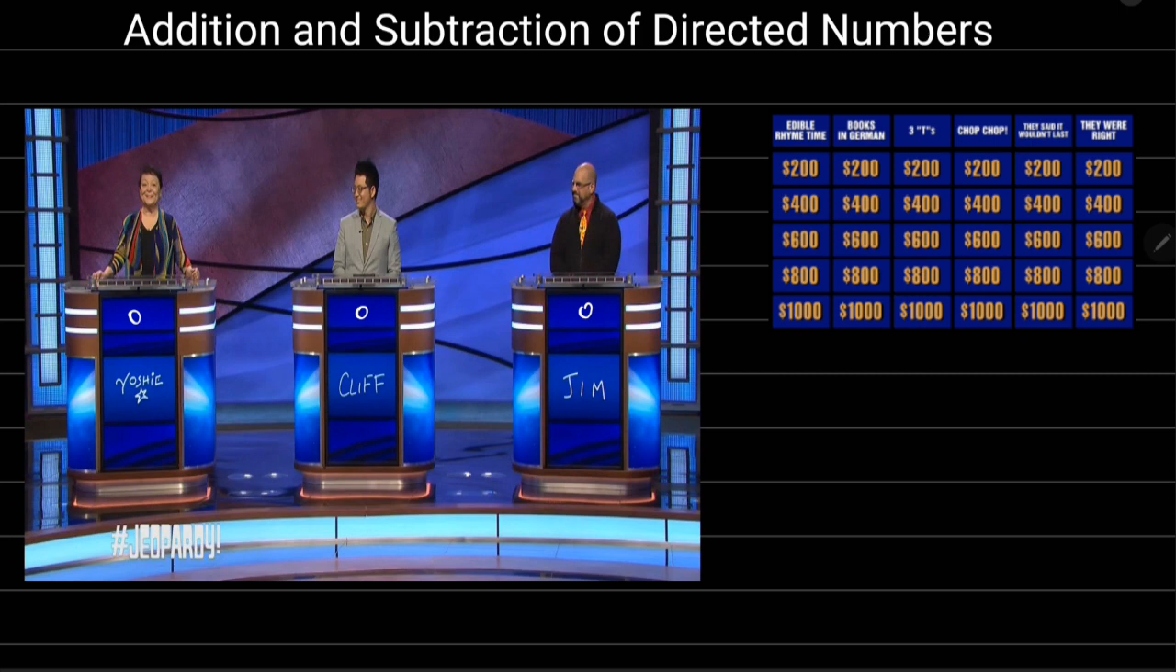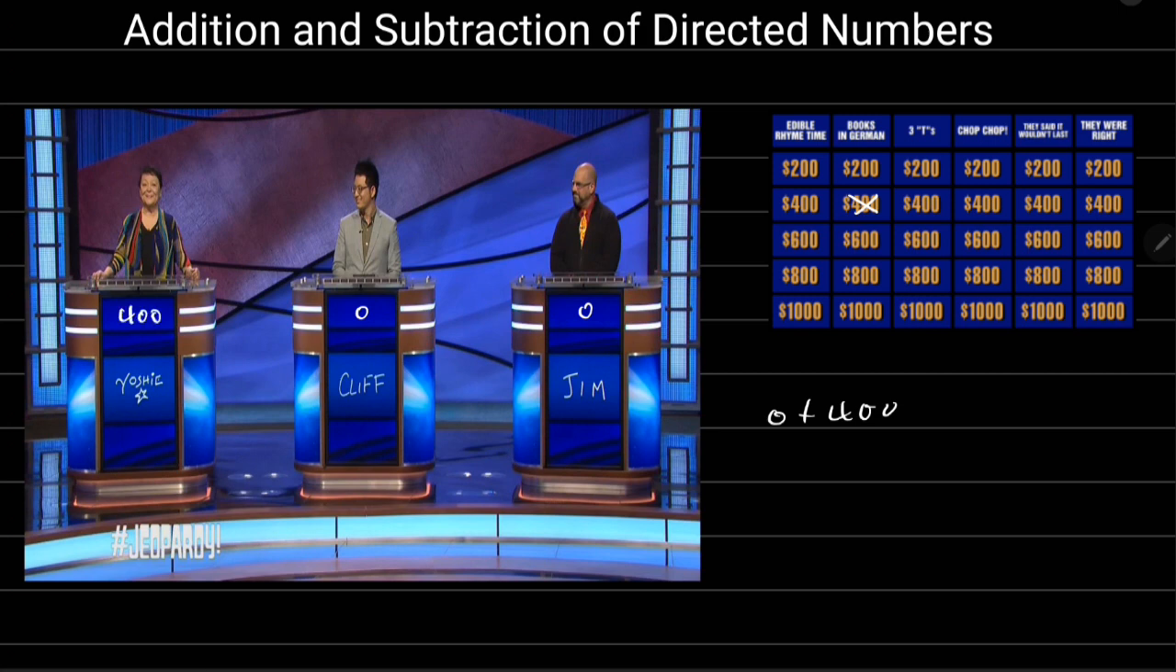Let's have Yoshi. Yoshi is the star of this Jeopardy game. So Yoshi chooses books in German for 400. The question pops up and Yoshi gets it correct. So that means Yoshi will have 0 plus $400. So now she will have a total of $400.